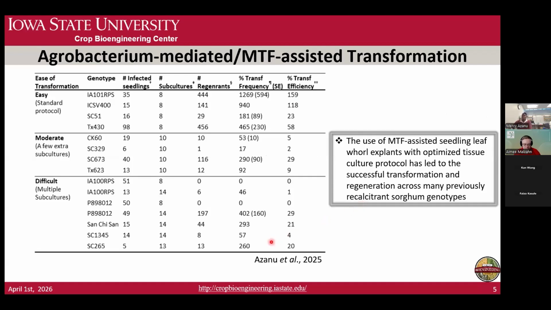So this is a table from the paper just showing that with the use of morphogenic transcription factors assisting in the use of seedling leaf whorl explants, you can have a varying range of transformation efficiency. And most of these genotypes were actually previously not reported, some of which were already recalcitrant, but some of which had also never been tested for sorghum transformation.